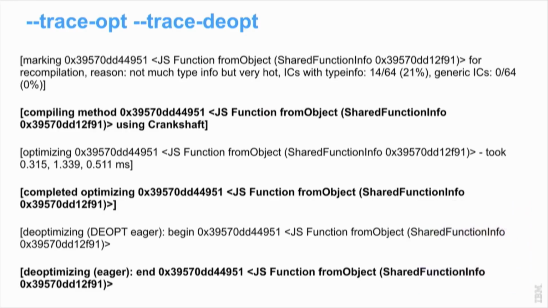Some extra options that we can pass in, again, these are V8 options that we can pass straight to Node, are tracing optimizations and also de-optimizations. And this is what happens when we do that on Node 4.4. We can see, first of all, that the profiler spots that from object is a hot method. It's being called a lot of times, so it's very hot and therefore worthy of being compiled. So it compiles that using Crankshaft, does some further optimizations, completes the optimization, and then straight away de-optimizes it. So there's a good chance that this is what's using some of our time.